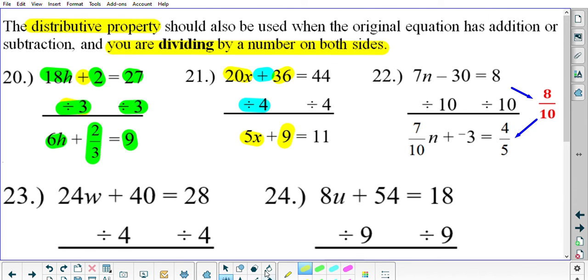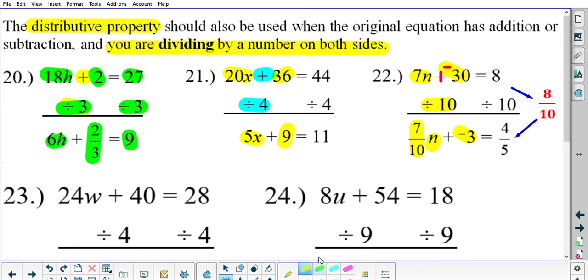Problem number 22. Now, pencils in your hand. Something should happen on number 22's original problem. The subtraction should be made adding the opposite. Please remember to always do that. And again, the distributive property is going to happen with division. 7n divided by 10 gives you 7/10 n. Negative 30 divided by 10 gives you negative 3.